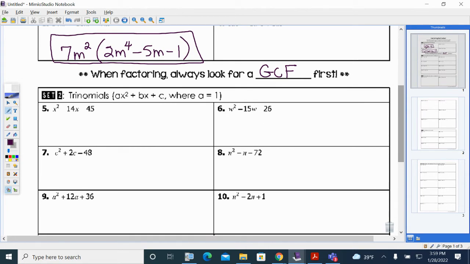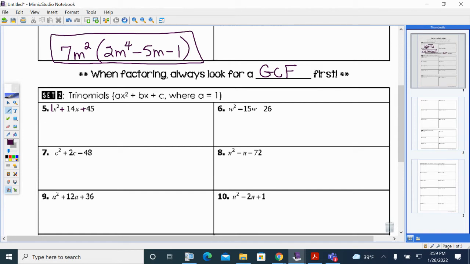Example number 5 says x squared plus 14x plus 45. I've lost some of my signs in my form here. So x squared plus 14x plus 45. The leading coefficient on this is a 1. There is no greatest common factor in all three of those terms.